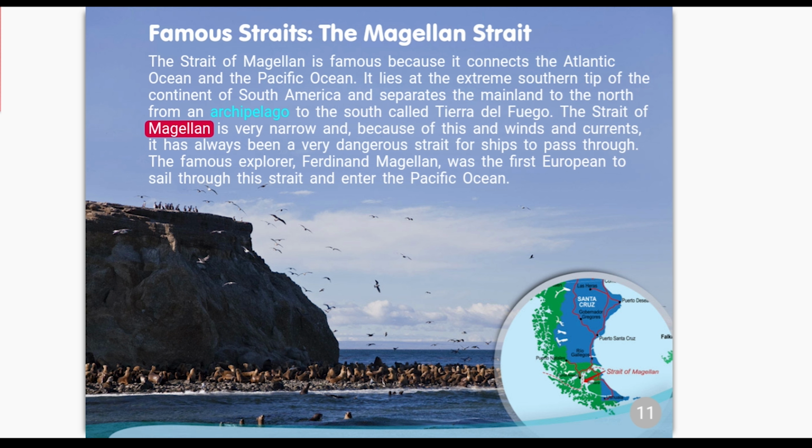The Strait of Magellan is very narrow, and because of this and winds and currents, it has always been a very dangerous strait for ships to pass through. The famous explorer Ferdinand Magellan was the first European to sail through this strait and enter the Pacific Ocean.